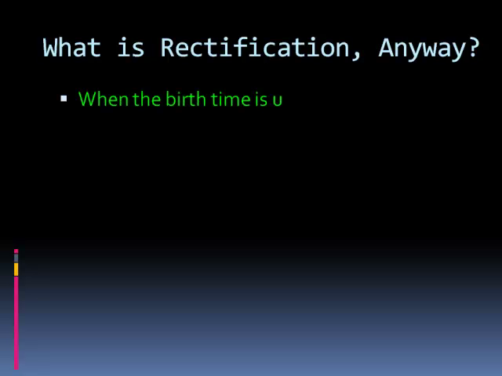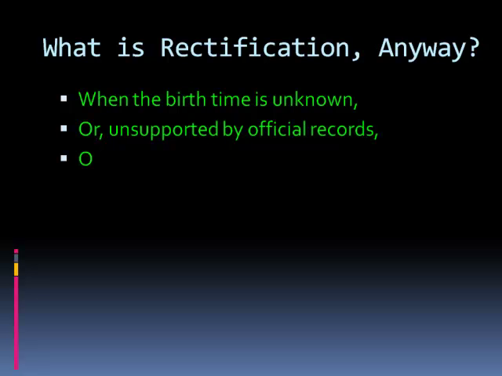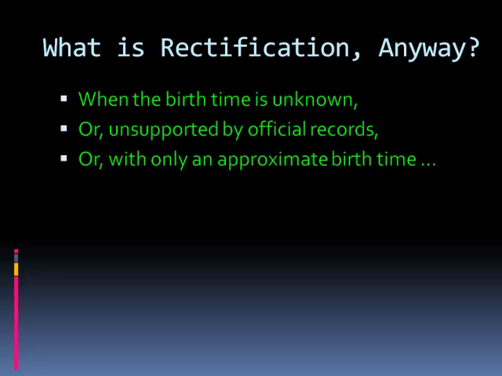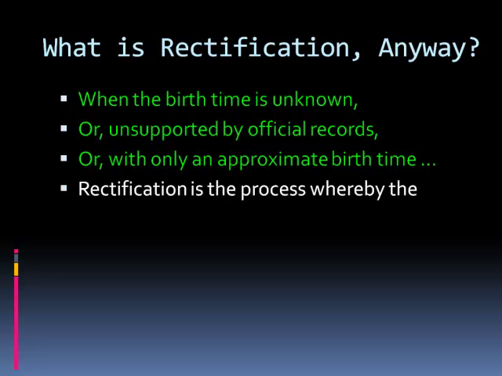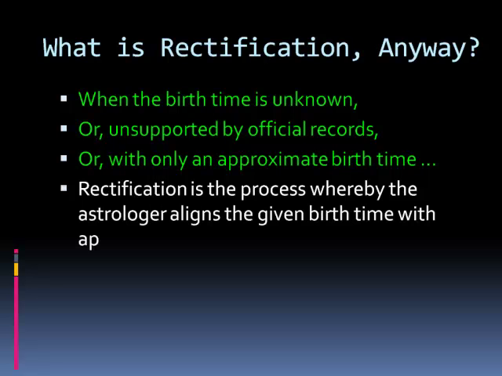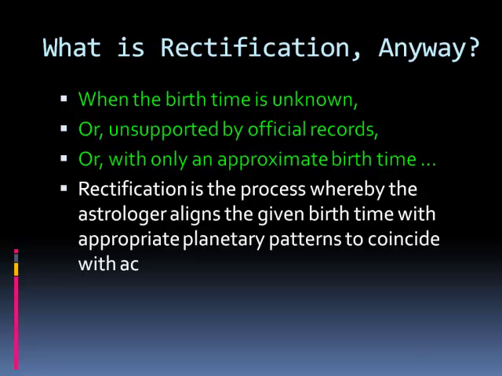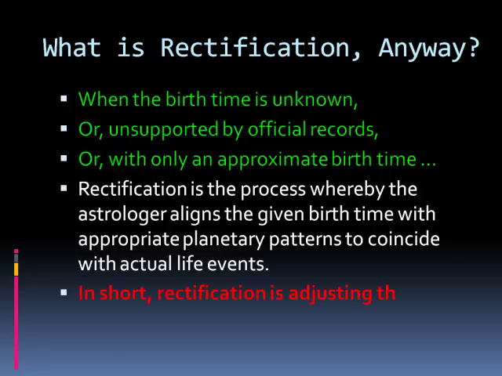When the birth time is unknown or unsupported by official records, or with only an approximate birth time, rectification is the process whereby the astrologer aligns the given birth time with appropriate planetary patterns to coincide with actual life events. In short, rectification is adjusting the birth time for better accuracy of interpretation.